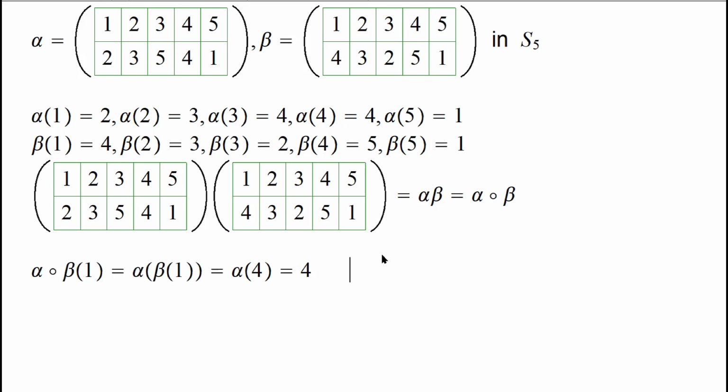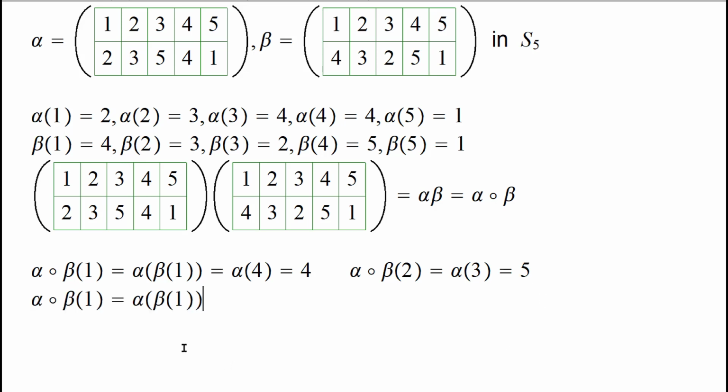Let's see what will happen to 2. So here we will have alpha of beta of 2. You must have read it by now. Beta of 2 goes to 3, so this is 3, and alpha of 3 is 5. Okay.